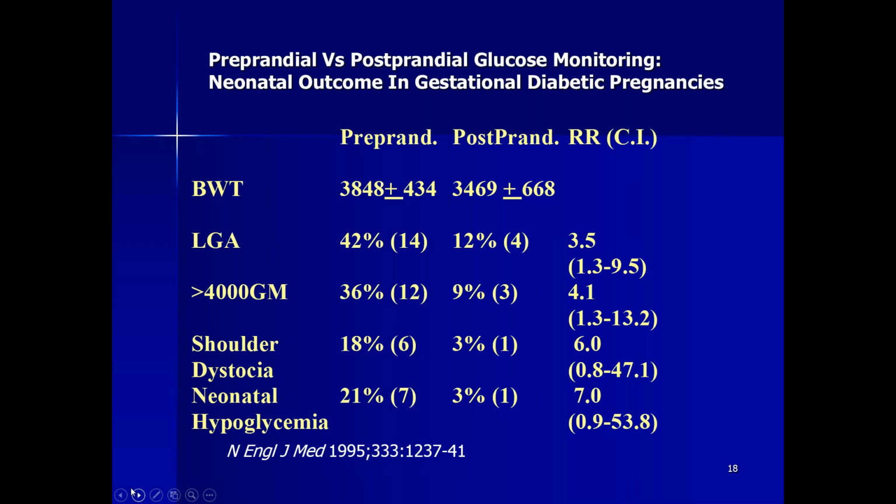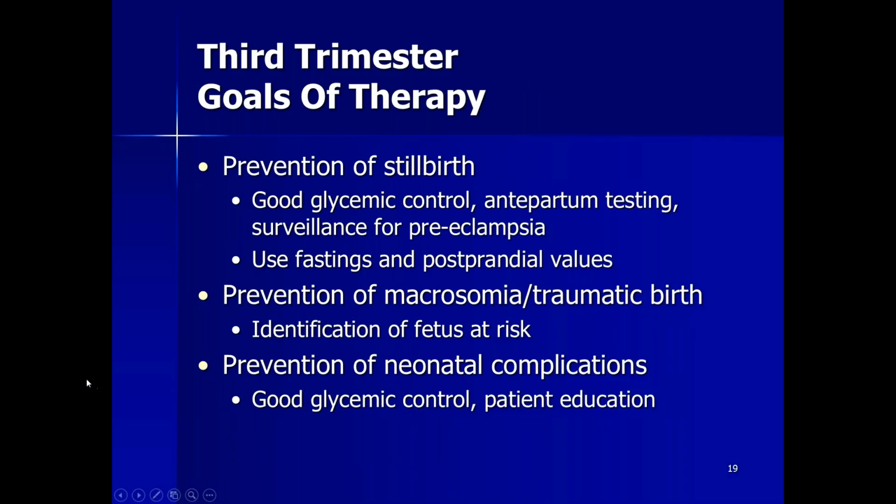The shoulder dystocia rate was significantly decreased from 18 to 3%. And any of us who have been dealt a shoulder dystocia delivery would love to see as few of those in the future as possible. And the babies had less neonatal hypoglycemia, which in many cases will lead to fewer ICU admits. So this really showed the importance of postprandial monitoring, which allows you to gauge how much insulin resistance there is in determining what your patient's insulin needs are.